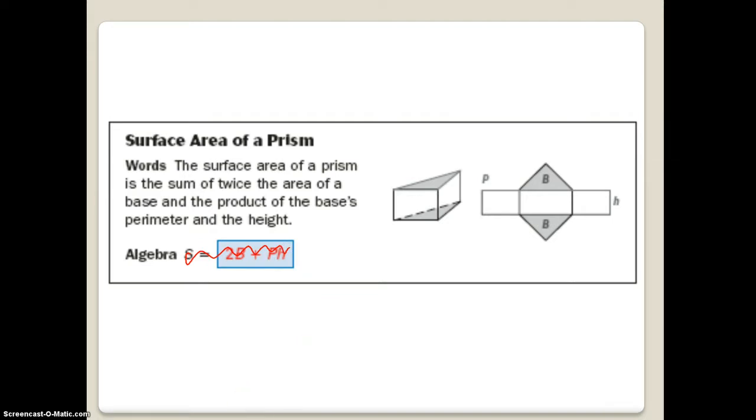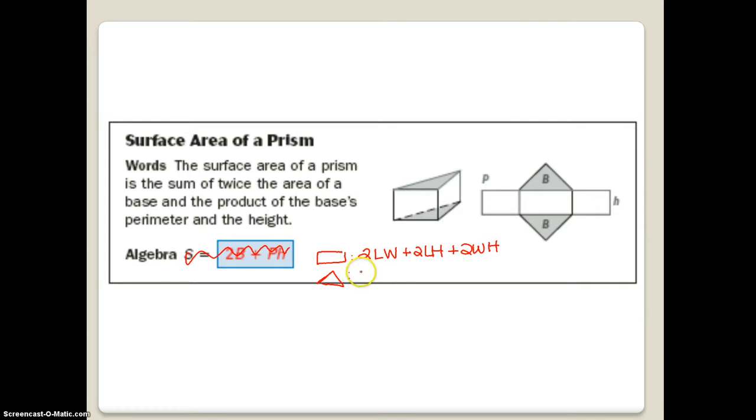I'm going to give you a specific formula, whether it's a rectangular prism or a triangular prism. See, this example is a triangular prism. Now you've probably seen the rectangular prism formula before. 2 times length times width plus 2 times length times height plus 2 times width times height.